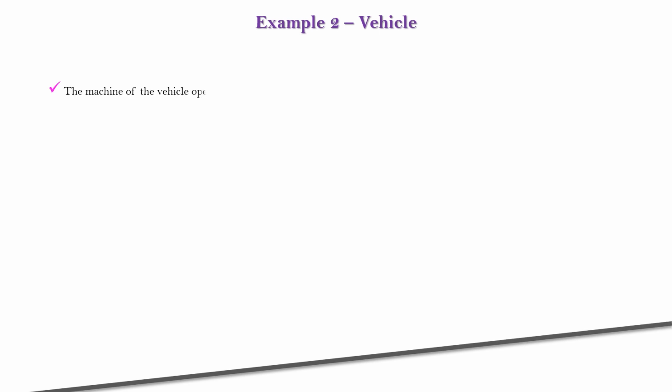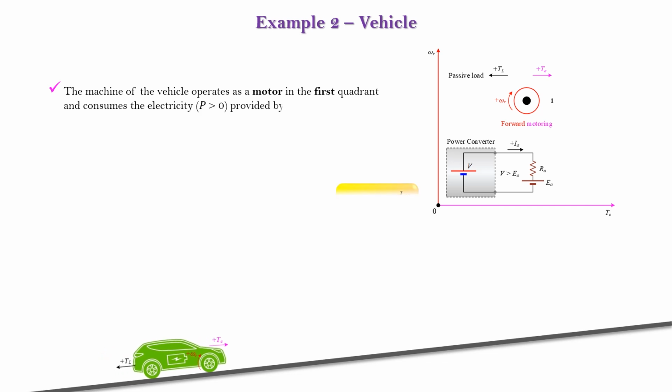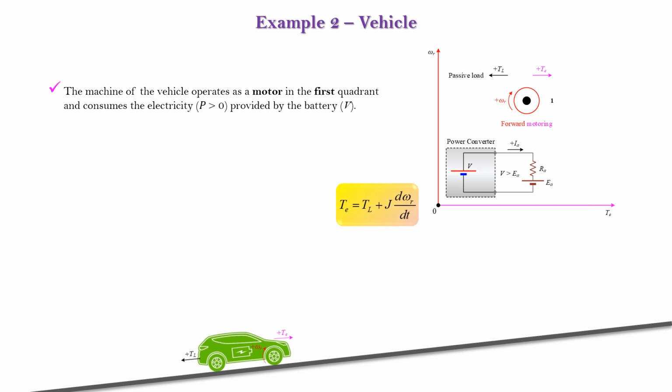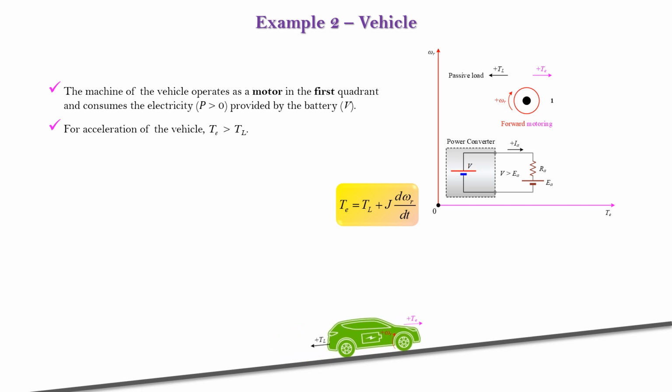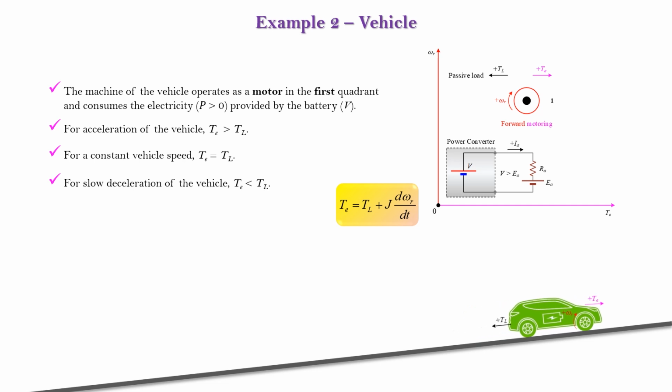To move the electric vehicle uphill, its machine works as a motor, in the first quadrant. To accelerate the vehicle, the motor must produce a positive torque, greater than the load torque. To move the vehicle at a constant speed, the torque produced by the machine is equal to the load torque. When the machine torque is less than the load torque, the vehicle decelerates slowly.